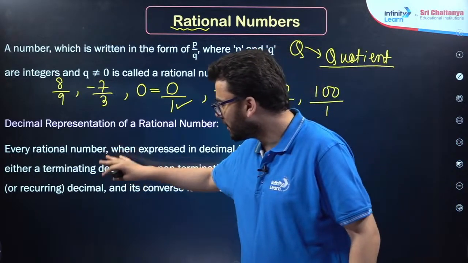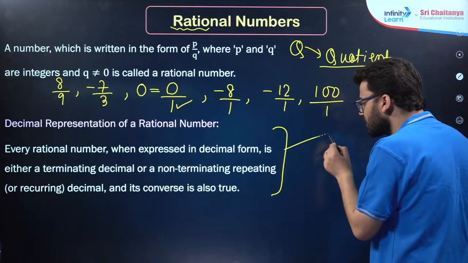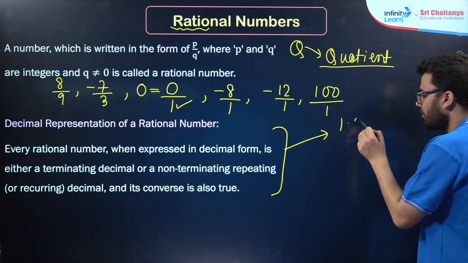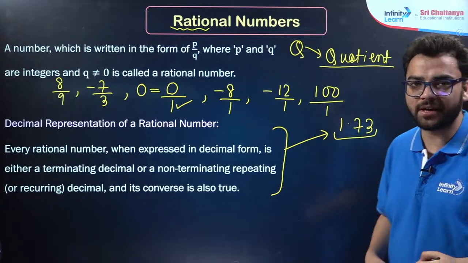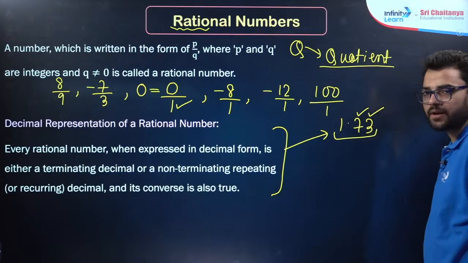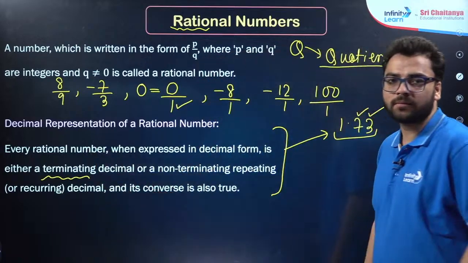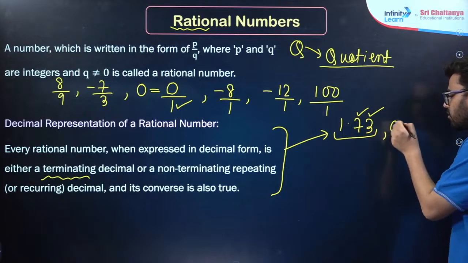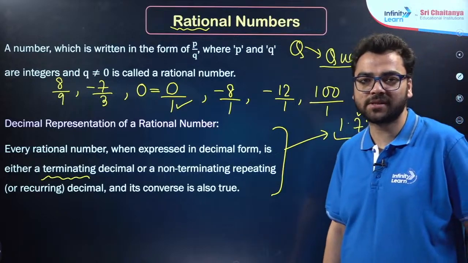Now what about the decimal representation of rational numbers? The decimal representation of rational numbers can be of two types. It can be a terminating decimal representation. For example, 1.73 is a rational number because it has a terminating decimal representation. Terminating means it is stopping after some place of decimal. To terminate means to stop. For example, 0.238 is a rational number because it has a terminating decimal representation.